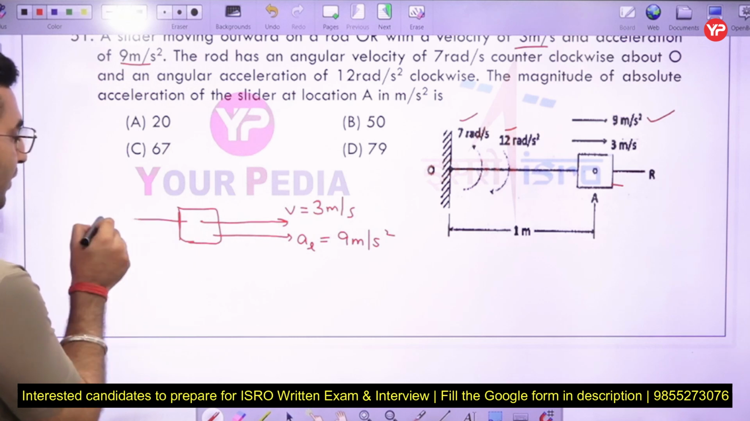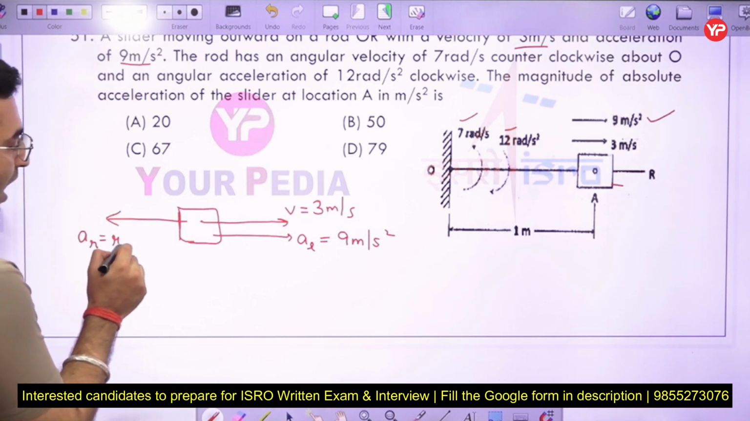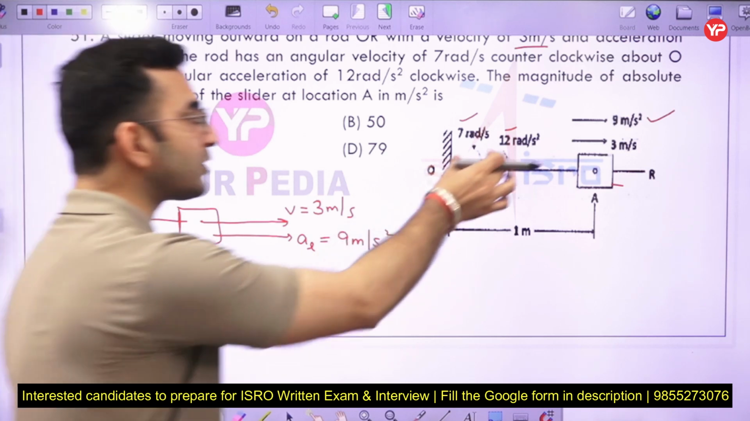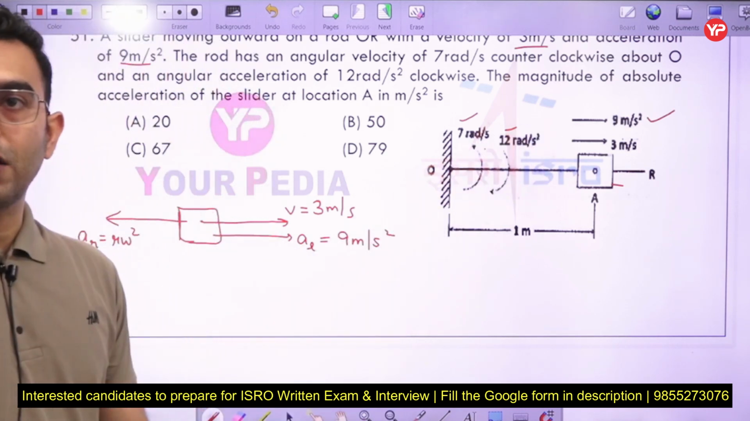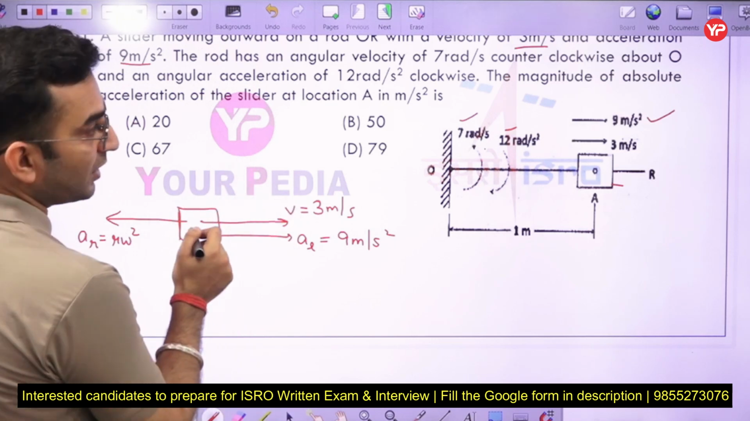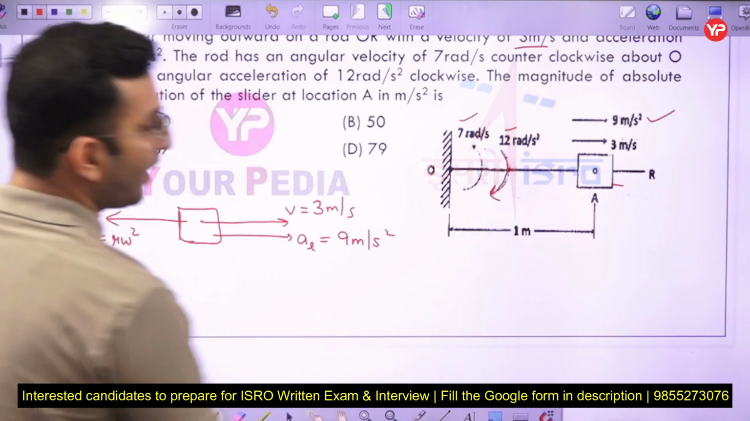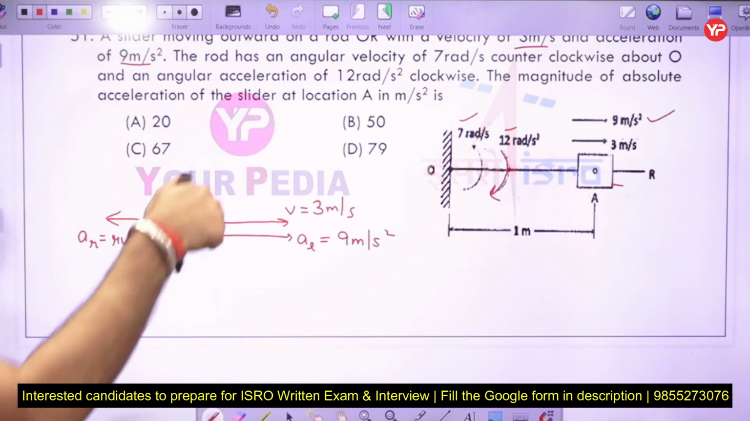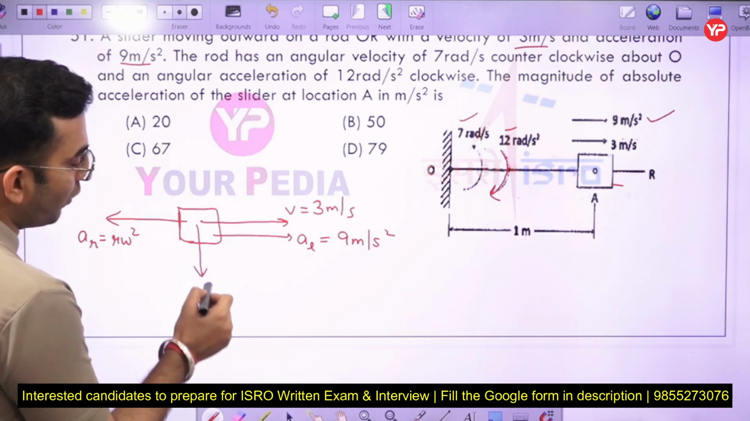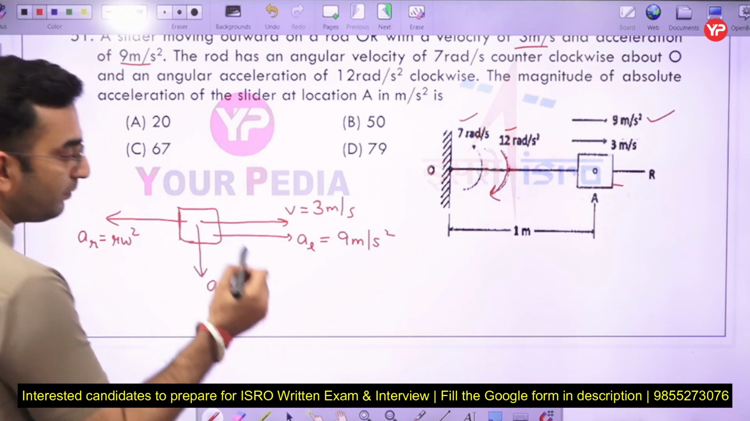So there will be a radial acceleration here, and its magnitude is going to be equal to r omega square. Correspondingly it also possesses angular acceleration. Due to the angular acceleration, the slider is going to have some tangential acceleration also. The angular acceleration has a clockwise direction here, so the tangential acceleration is going to be here, and its magnitude is going to be equal to r alpha.